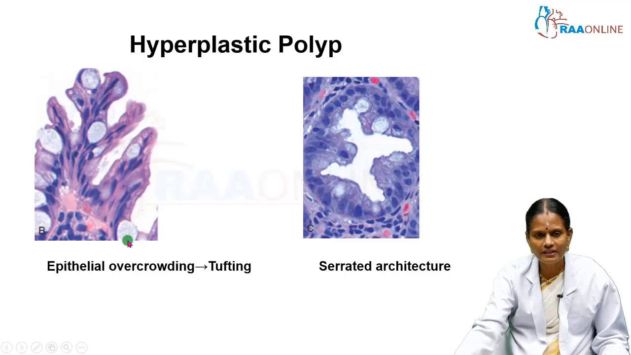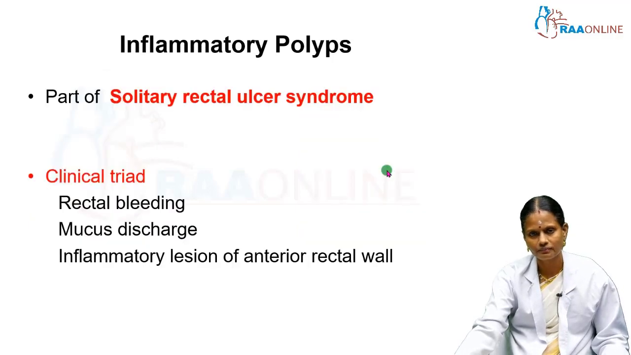So, because of this epithelial crowding, there is tufting and these are all the goblet cells. This is one goblet, this is another. Because of this epithelial crowding and tufting, it produces a serrated architecture. But this serrated architecture is confined only to the superficial layers, that is the upper one-third of the crypts.